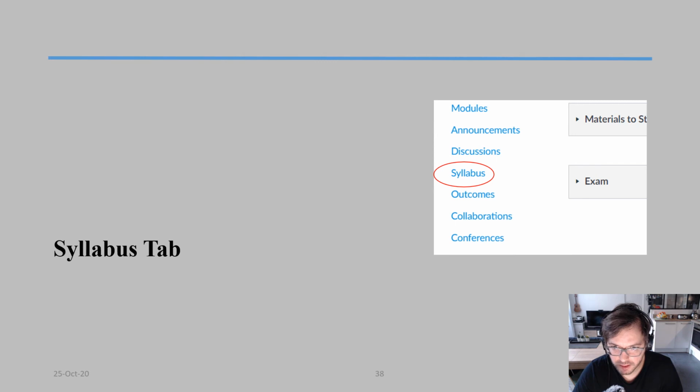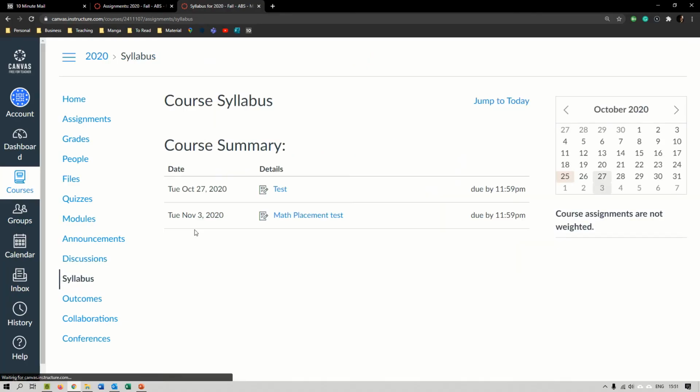The next one is the Syllabus tab. The Syllabus tab is very simple. It will tell you all the different things that you have in terms of course summary. The teacher might also create the syllabus or post it here so you can easily get it, but basically the syllabus gives you a description of all the important dates that you have in this course.